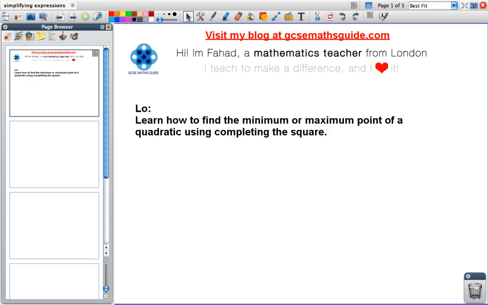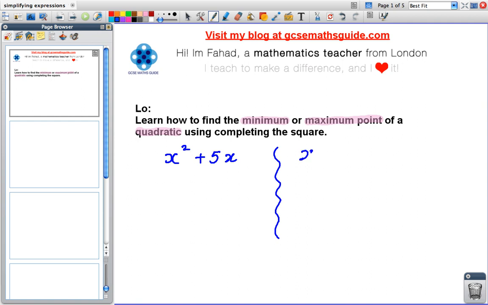Okay, so I just want to take a look at the learning objective very quickly. First of all, I'd like to define what maximum and minimum points are, and what's a quadratic. A quadratic is any expression that has a square next to x. So here I had x squared plus 5x. This is a quadratic because the x has a squared next to it.